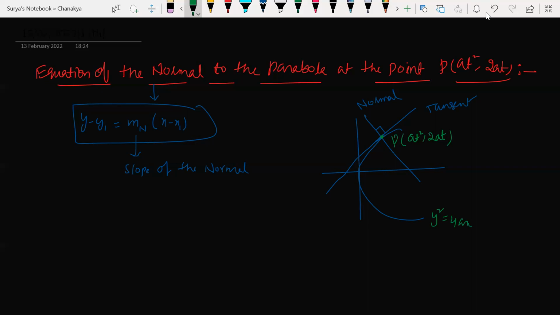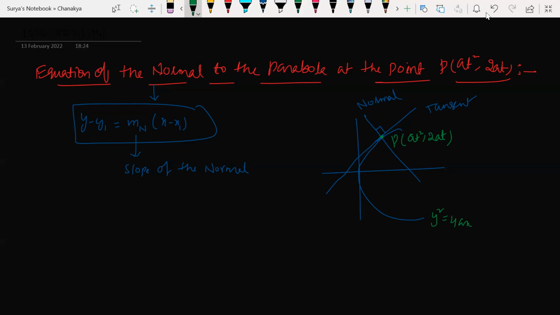Correct? Now how can we derive this? How can we derive this? Tell me. Any idea? Very simple, very simple. You can just tell me very easily here.